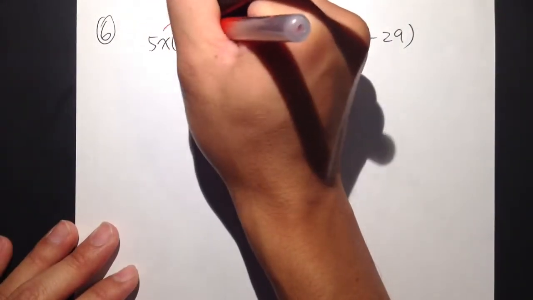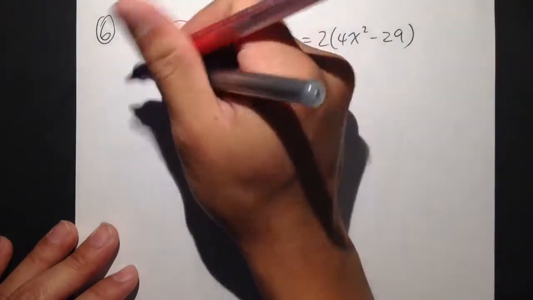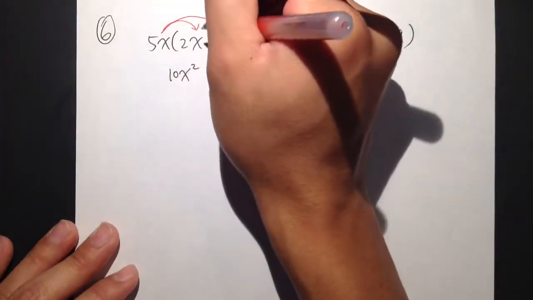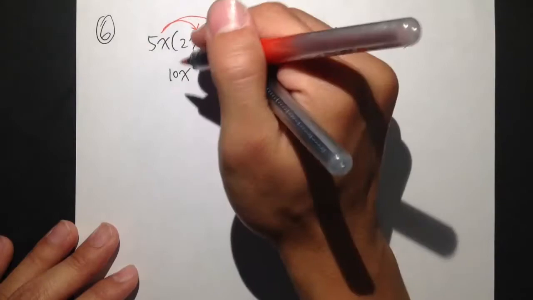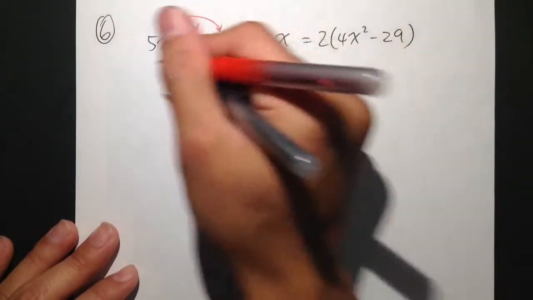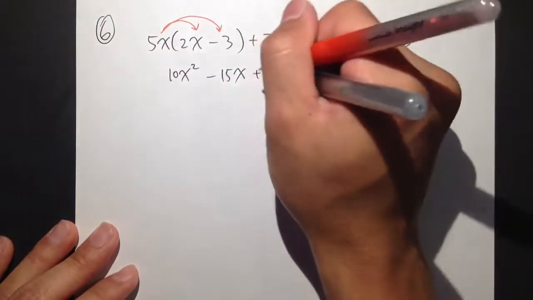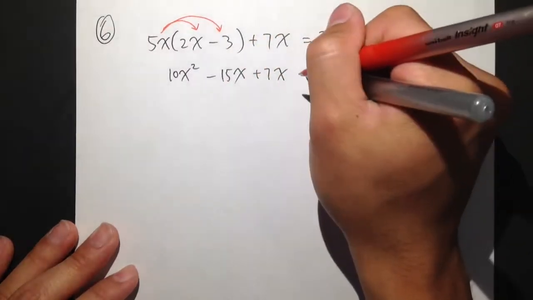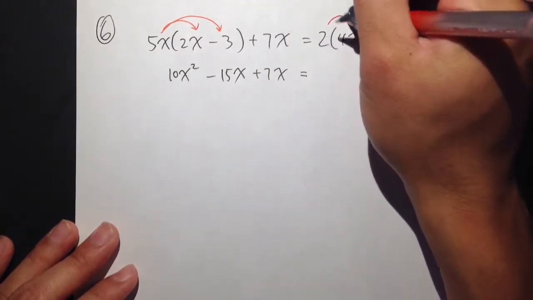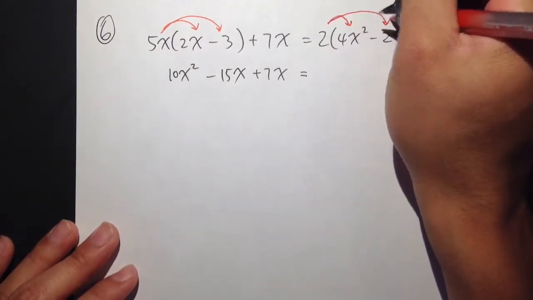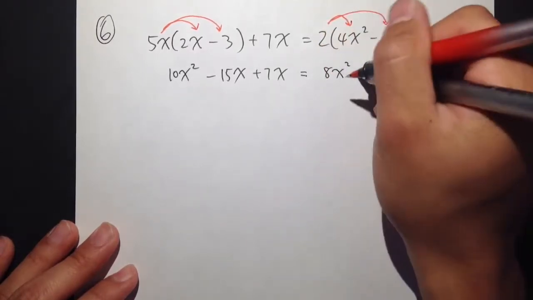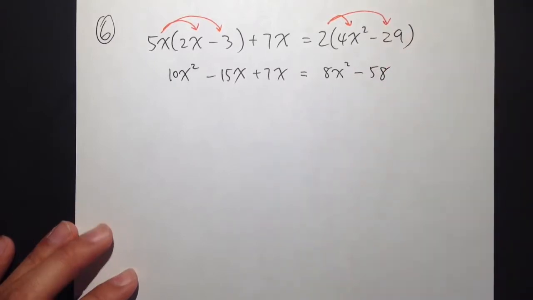5x, we take this and multiply with 2x. We get 10x squared. Then you take 5x, multiply with negative 3, you get minus 15x, and that's it. Bring down the plus 7x, and then bring down the equal sign. I see the 2 in front of this parentheses. I will take the 2, multiply the inside here, and then multiply inside there. 2 times that is 8x squared. 2 times that is negative 58.